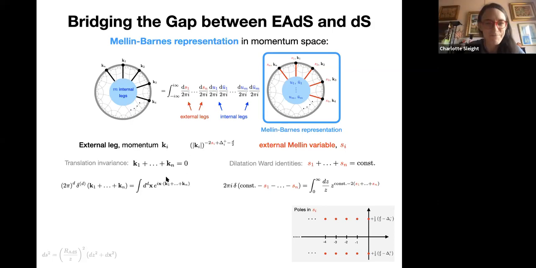Okay, what was I saying before? So in the Mellin representation for these boundary correlators, if you have some external leg with some boundary momentum Ki, in this Mellin-Barnes representation that we defined.